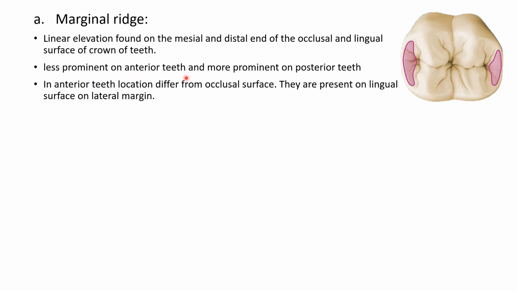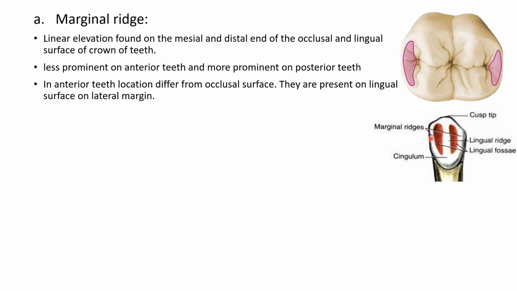They are less prominent on the anterior teeth and more prominent on the posterior teeth. You can make out on the anterior tooth also, these are the elevated areas and these are the fossae here. In anterior teeth, the location differs from the occlusal surface. They are present on the lingual surface on the lateral margin. So this red part is the lingual fossa, this is the cingulum, and these are the marginal ridges. The central one is called the lingual ridge.